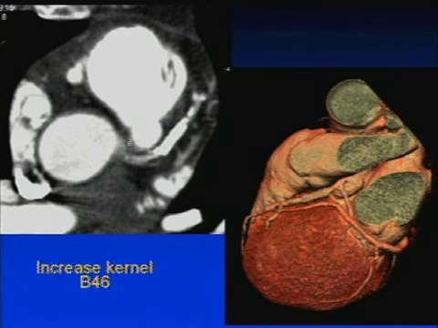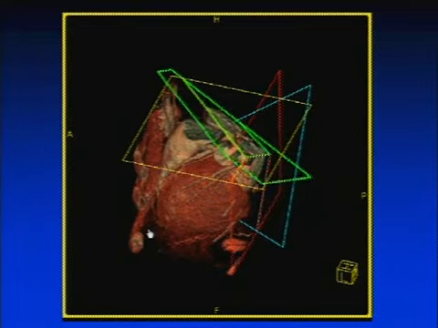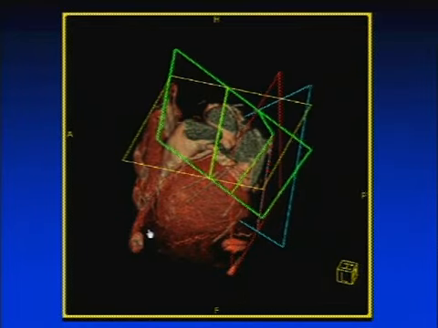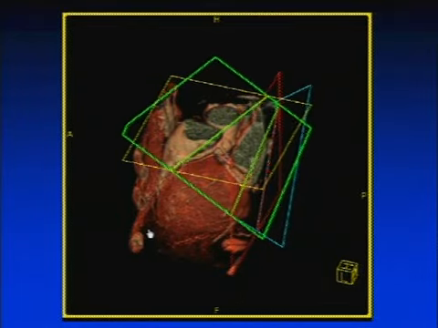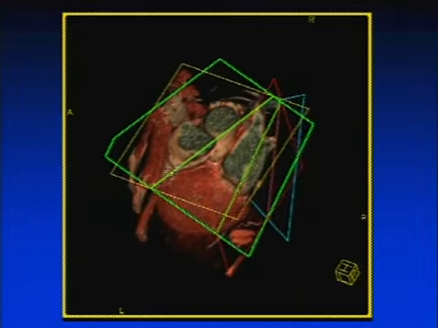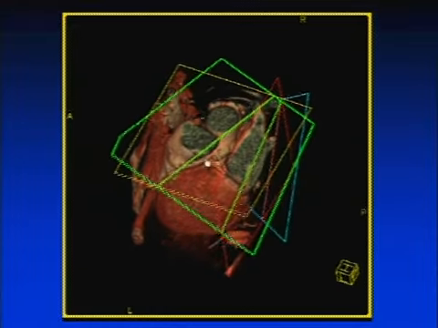And this is a patient who has a stent in the LAD. This is just to show you that on the volume rendered images, you can use cut planes to look through the anatomy, cut away overlying anatomy. Again, you can see the stent here in the proximal LAD.